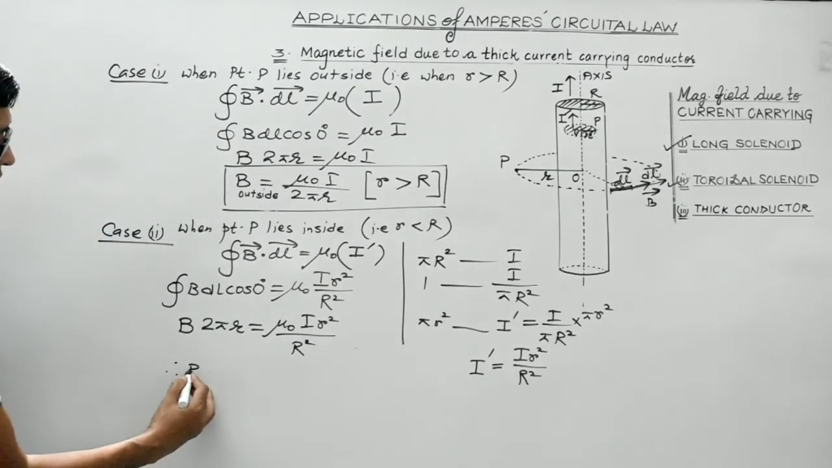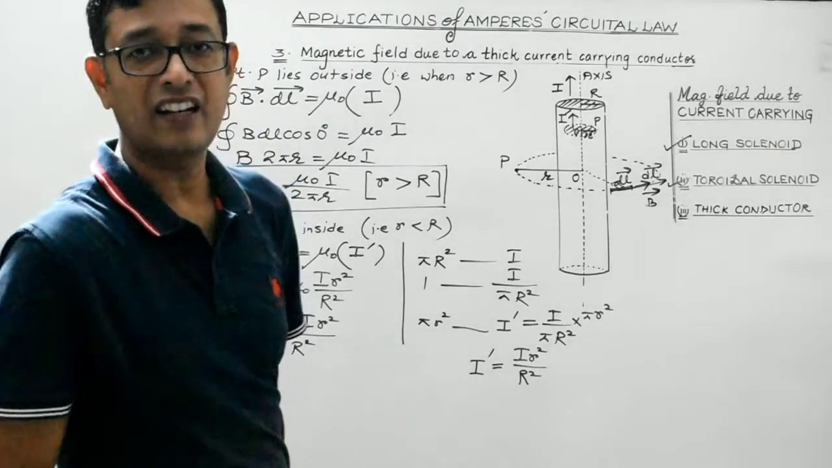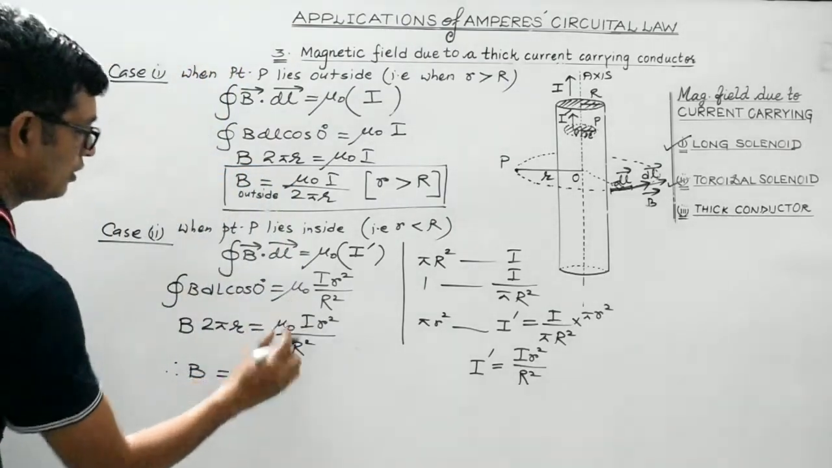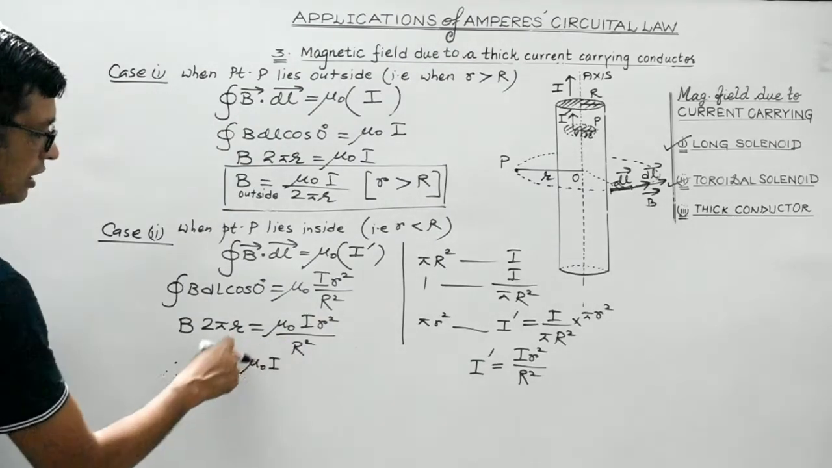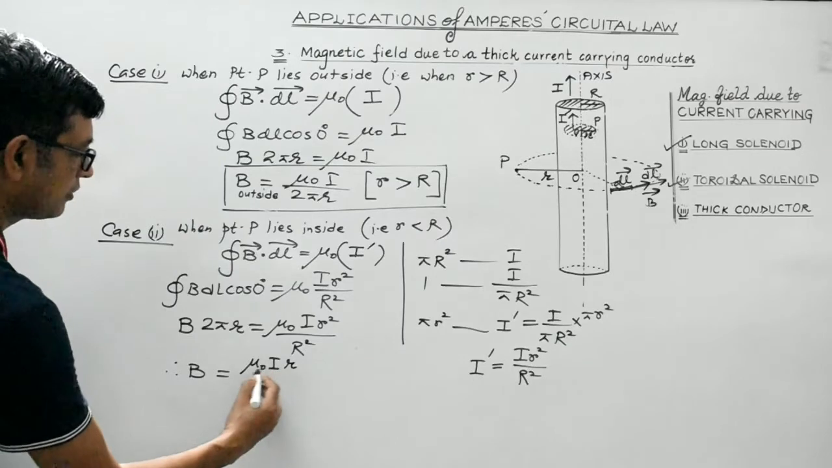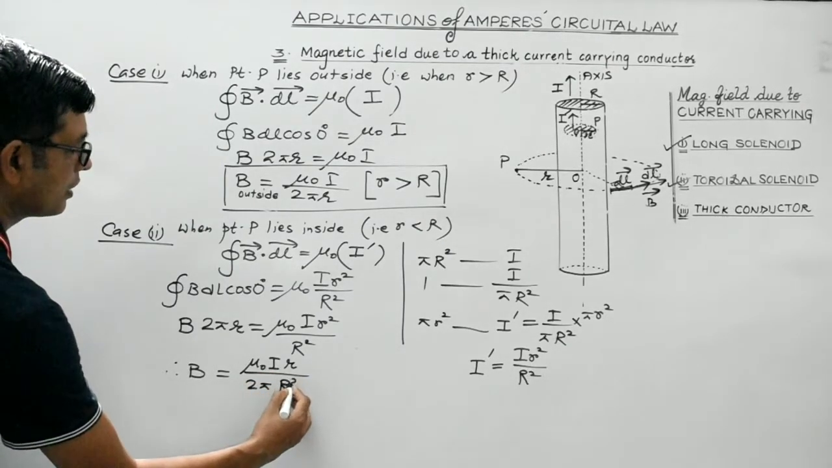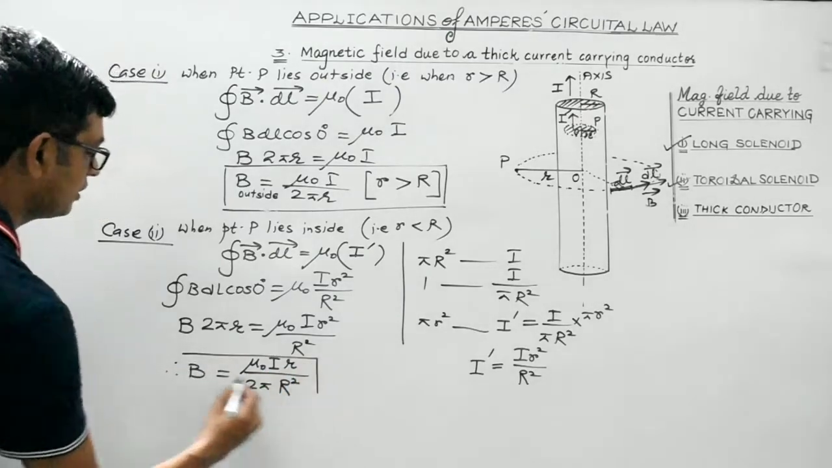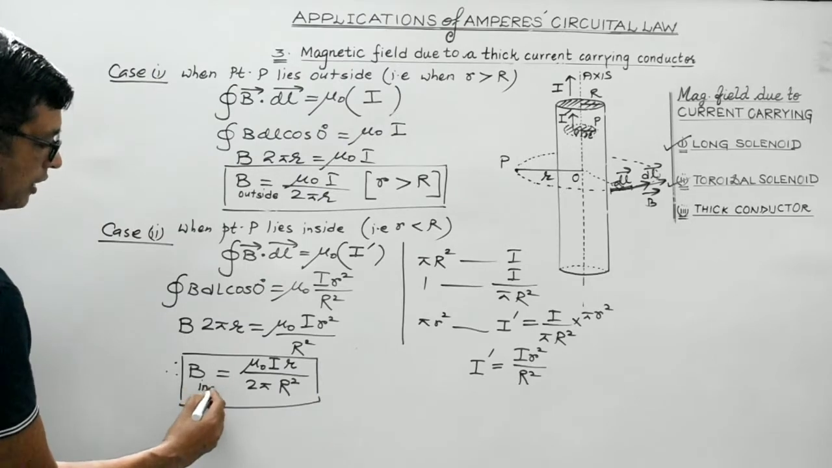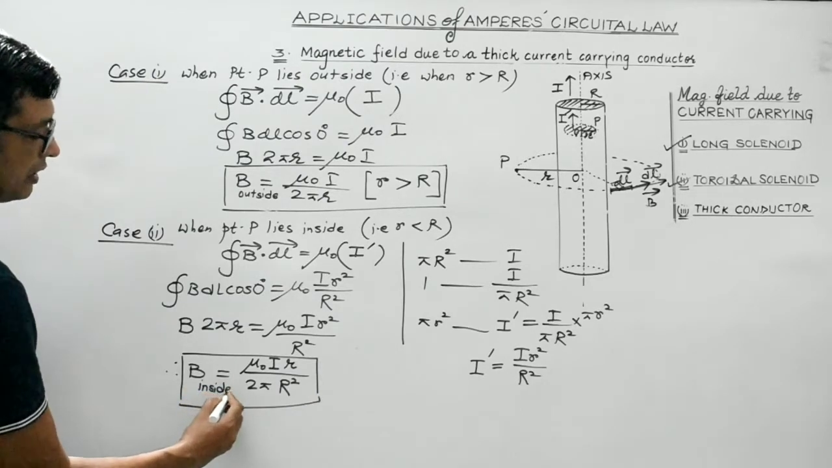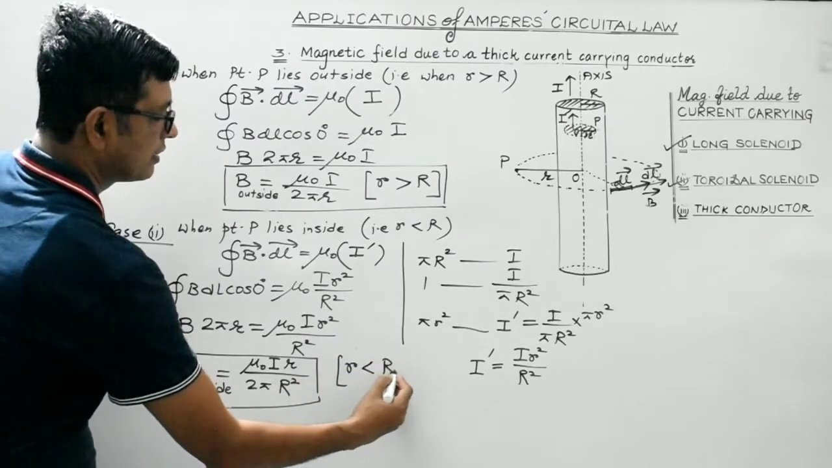Therefore, the expression for the magnetic field at a point inside the thick current carrying conductor would be mu naught I r square r, a single small r would be left, divided by 2 pi capital R square. This is the expression for the magnetic field when the observation point lies inside the current carrying conductor, or small r is less than capital R.